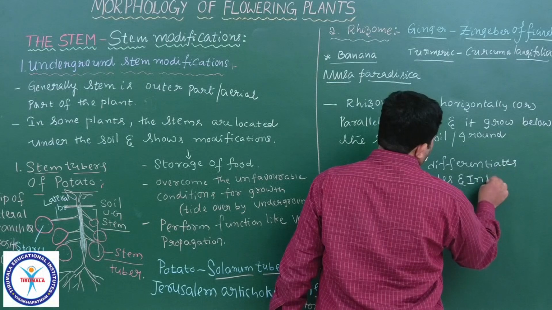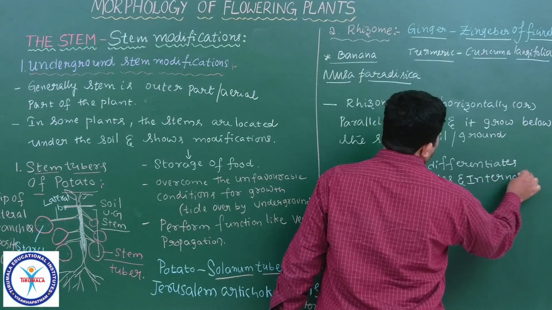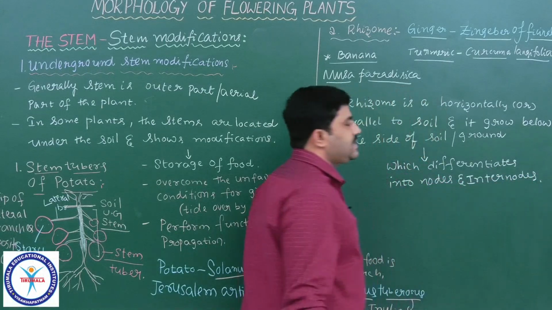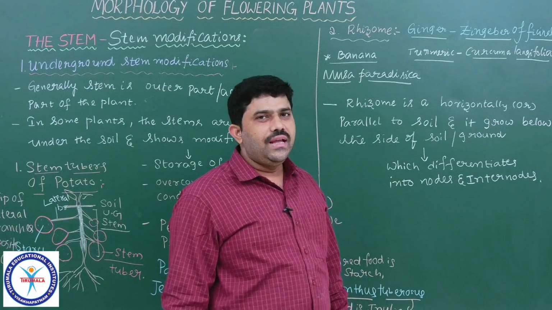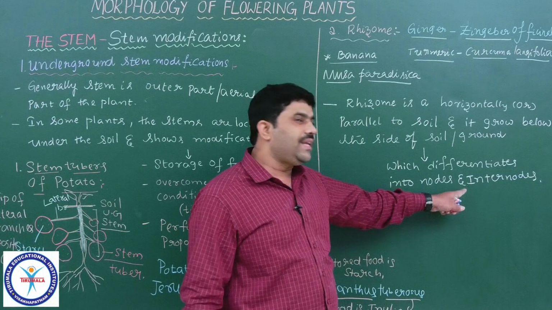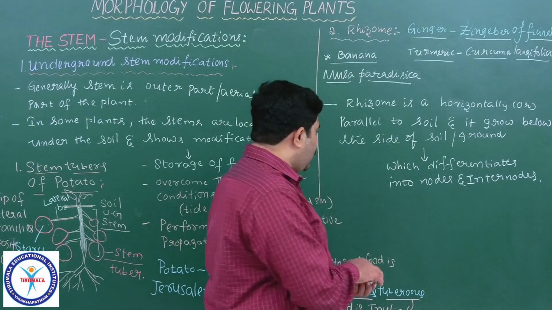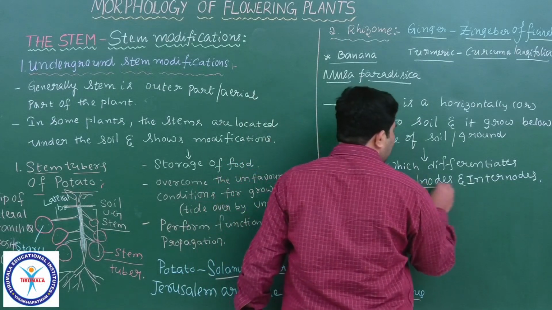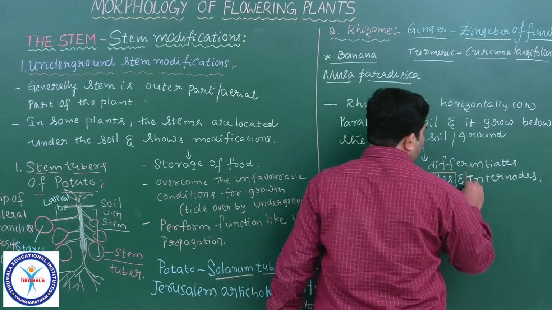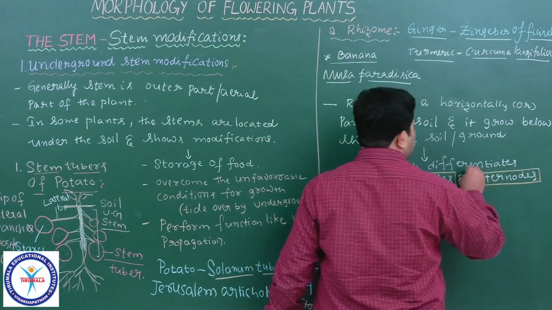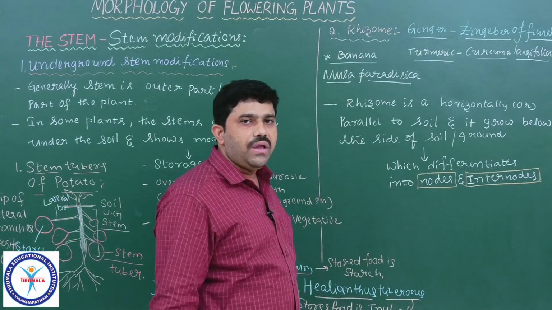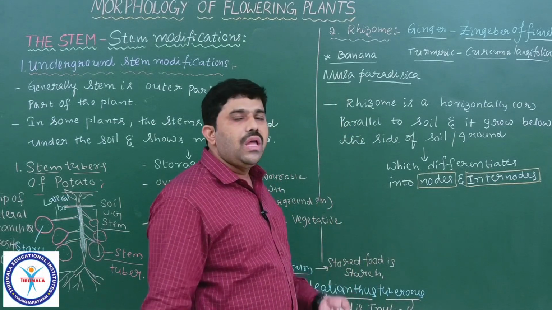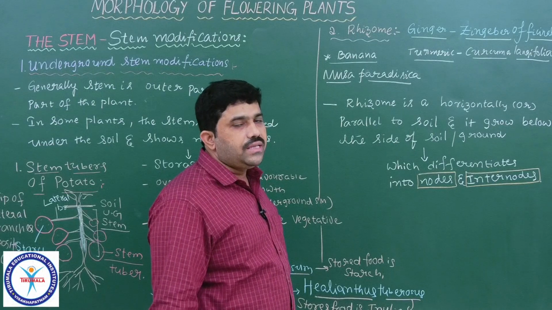When you notice nodes and internodes, immediately you know very well what structure it is. Though it is present under the soil, it is not a root, because it is differentiated into nodes and internodes. Nodes and internodes are seen only on a part of the plant body called the stem. Understood? So it is the stem part but it is present under the ground as underground stem, and it is modified to store reserve food.